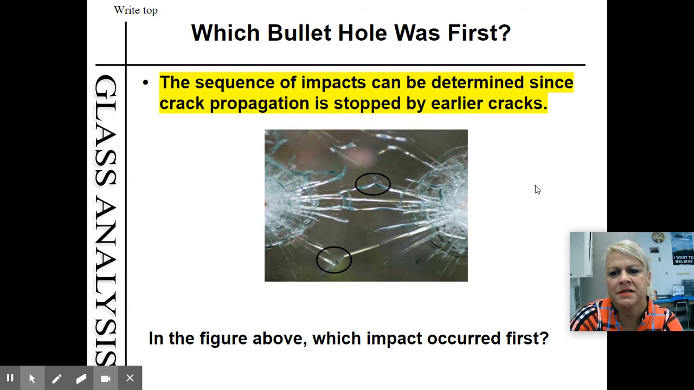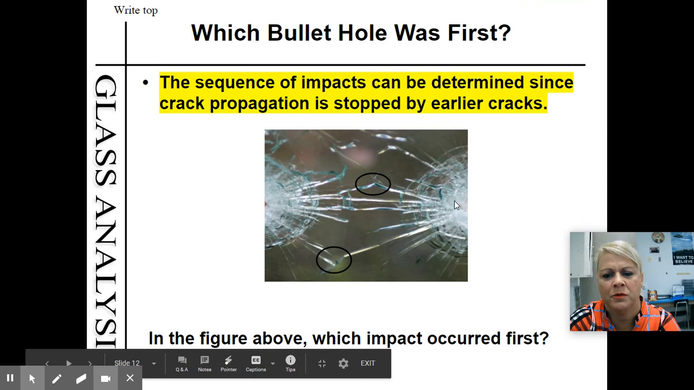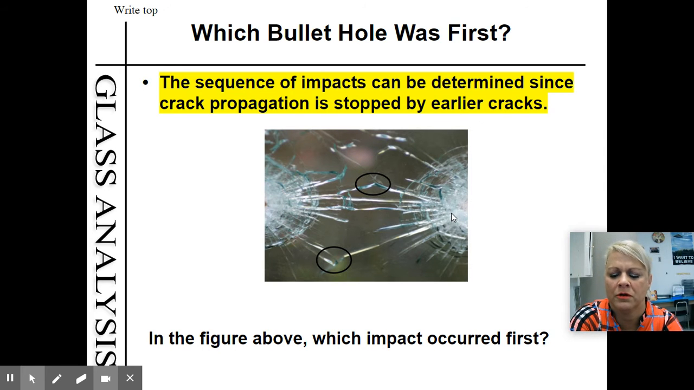The sequence of impacts can be determined since crack propagation is stopped by earlier cracks. So basically, if you look here, it's pretty obvious that these cracks were stopped by these lines. So which one do you think came first? Well, it would be this one because these were stopped by it. So we know that this bullet hole occurred first.